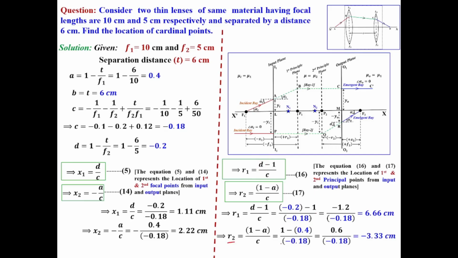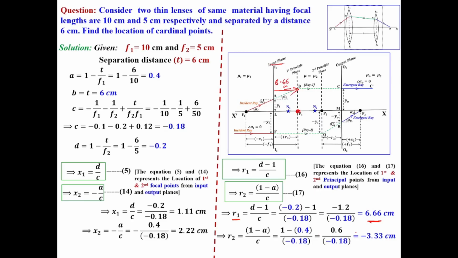And r2, you just substitute the value. A value is how much? 0.4 and c value minus 0.18. You can find the value minus 3.33 centimeter. That means r1 is positive. From input plane we have to move how much distance? We have to move 6.66 centimeter towards right, then we can find the principal point.